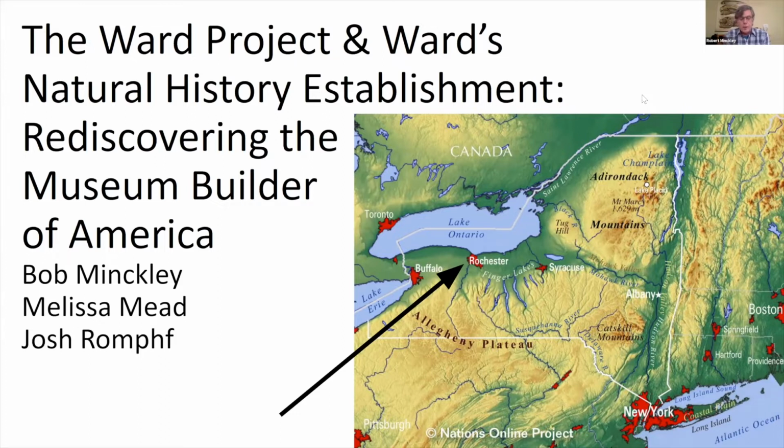Okay, my name's Bob Minckley. I'm at the University of Rochester. And I want to talk to you about a project we've fallen into. In the 1870s, the 3 largest natural history museums in North America were at Harvard, which is Boston there on the right side of that map, at the Smithsonian, which is not on the map, and then in Rochester, New York, at the University of Rochester, which that large arrow was pointing to.